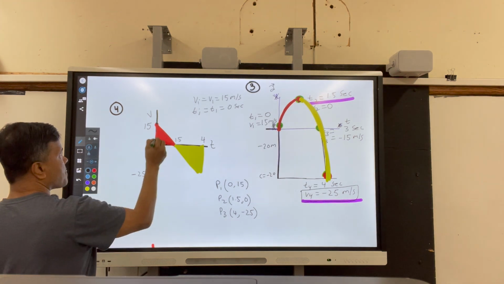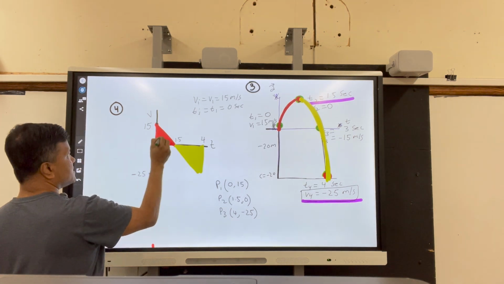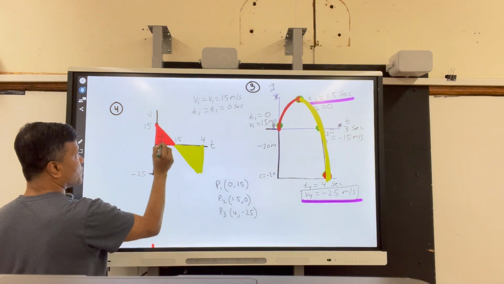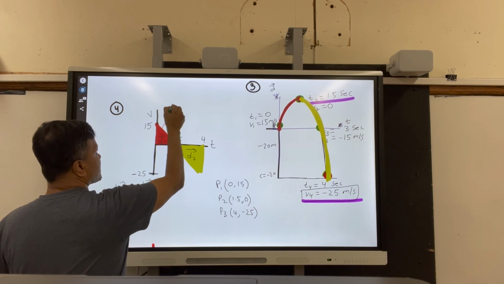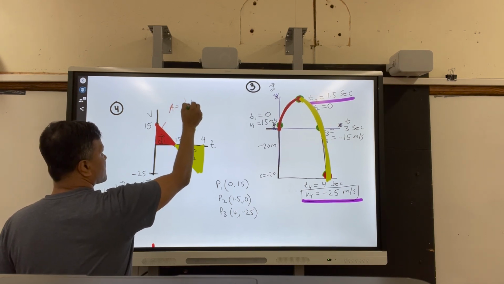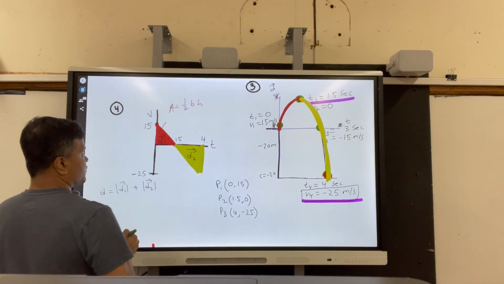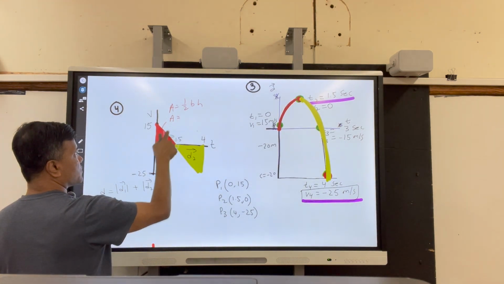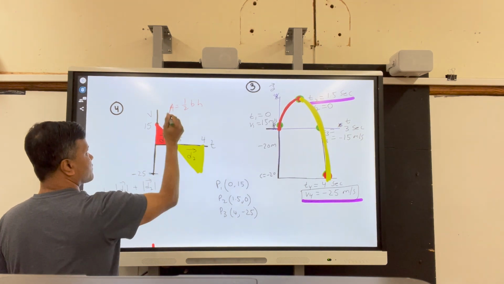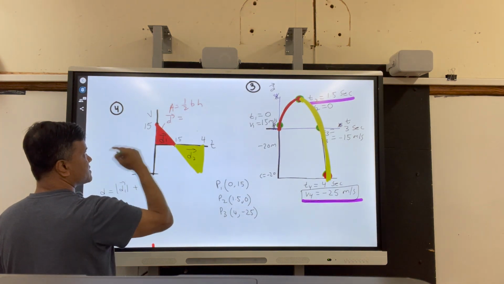This is my D1. This is displacement 1, and this is displacement 2. This would be the area. Area is half BH, right? Because this is a triangle. So area. And the name of the area is, of course, D. So we're going to write D. Name of the area is displacement.